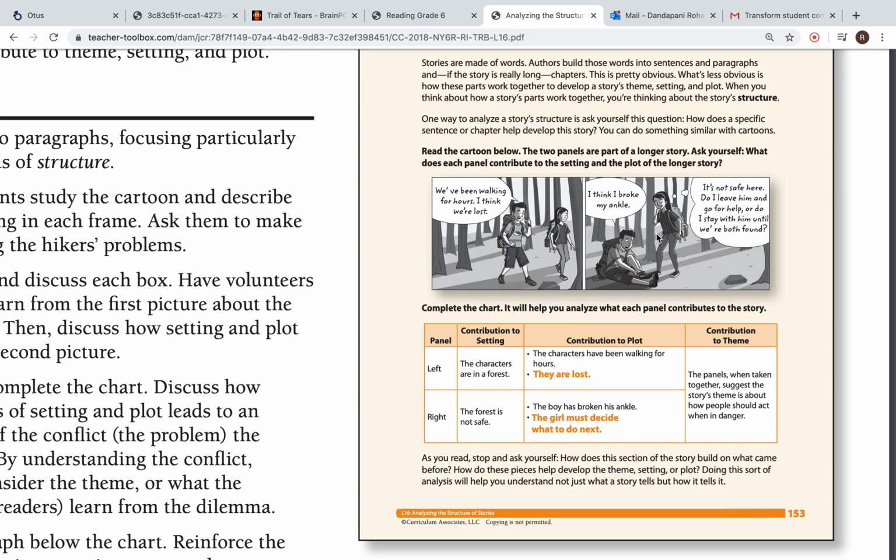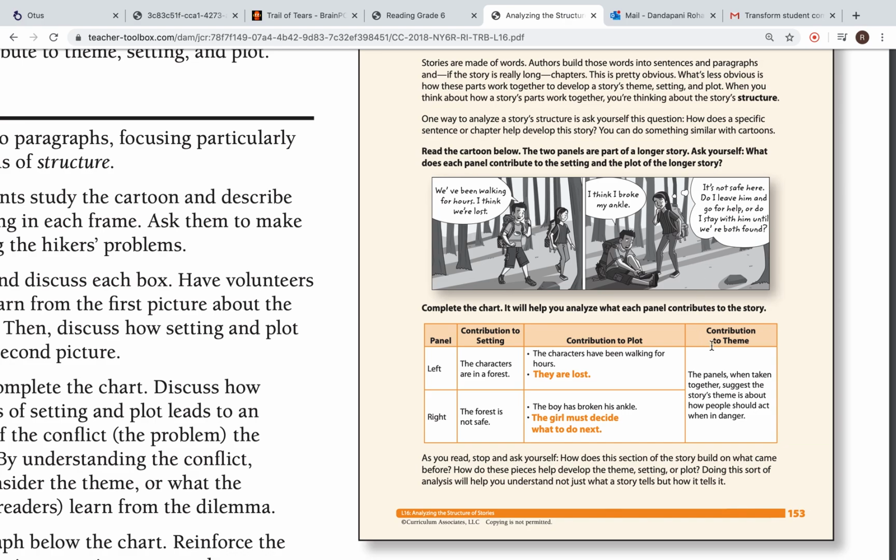Now let's look at the right panel, right? In terms of the setting, which is where the story takes place, this contributes to the setting in such a way that we know that the forest is not safe. In terms of the plot, what happens in the story, the right panel contributes to the plot in such a way that the boy has broken his ankle, right? And now the girl must decide what to do next. She's not sure exactly what to do, right?